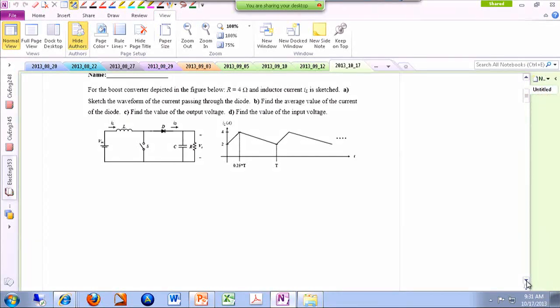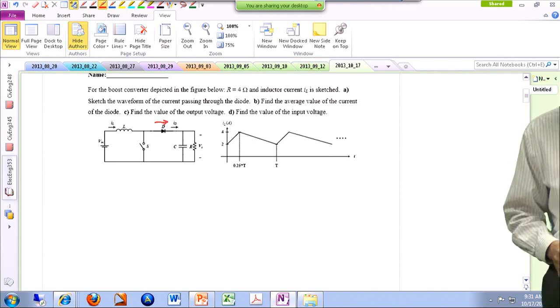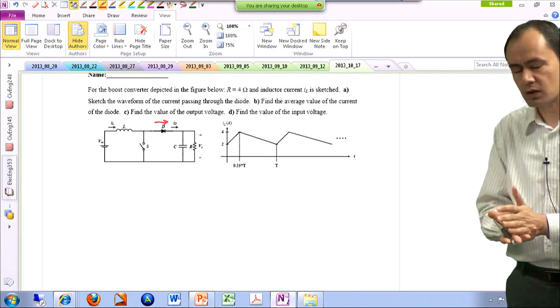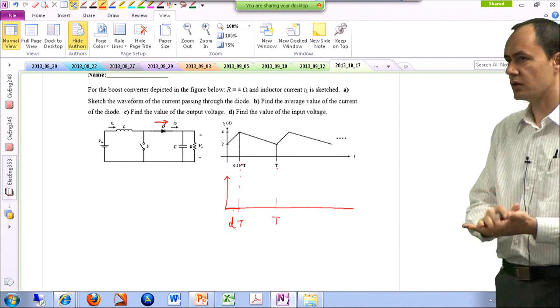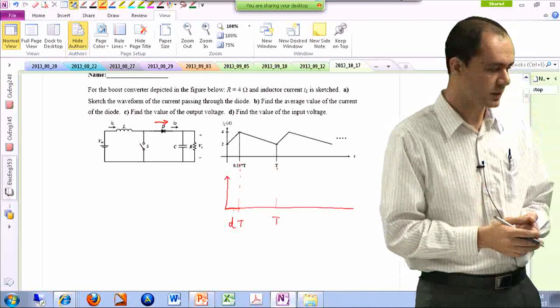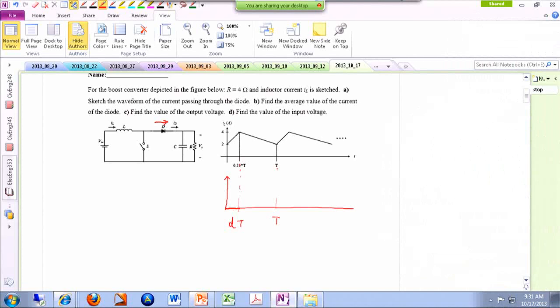So part A is asking to sketch the waveform of the current passing through the diode, and we only have one diode, and obviously the current of the diode is always from its anode to its cathode. So we are looking for this current. In the first mode, the switch was on, the diode was reverse biased, therefore there was no current passing through the diode. So here we have 0. And in the second mode, the switch is turned off, therefore the entire inductor current passes through the diode. So we are just following that.